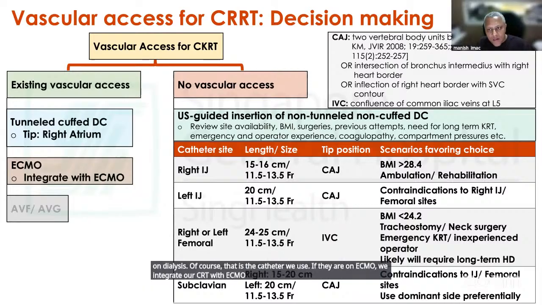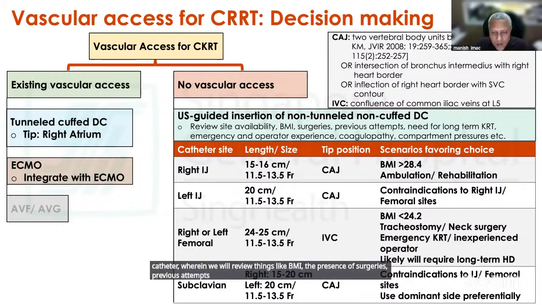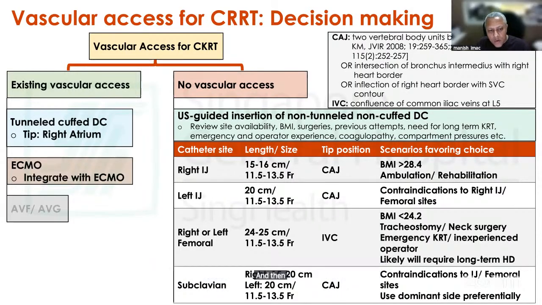If they do not have a vascular access, then we use ultrasound-guided insertion of a non-tunnel, non-cuff catheter, wherein we will review things like BMI, the presence of surgeries, previous attempts, need for long-term dialysis, what is the emergency of insertion, what's the operator experience, presence of coagulopathy, compartment pressures, etc. And then based on that, we will make our choice.